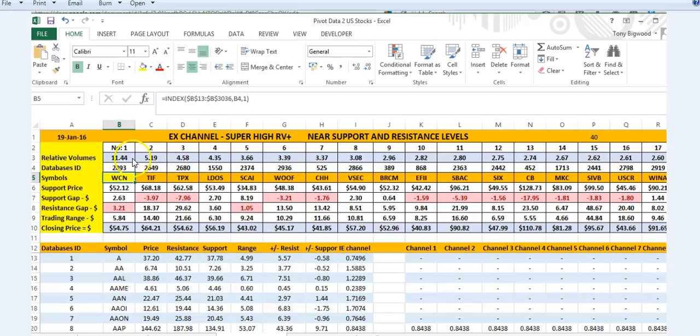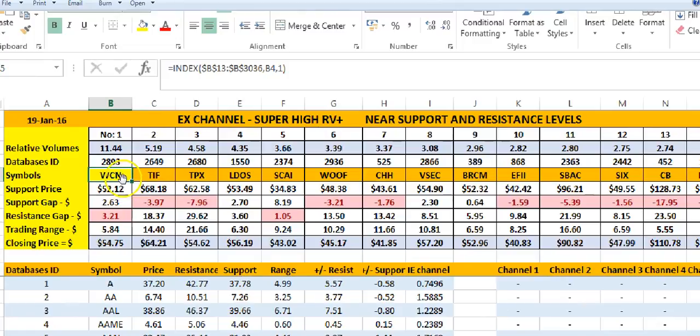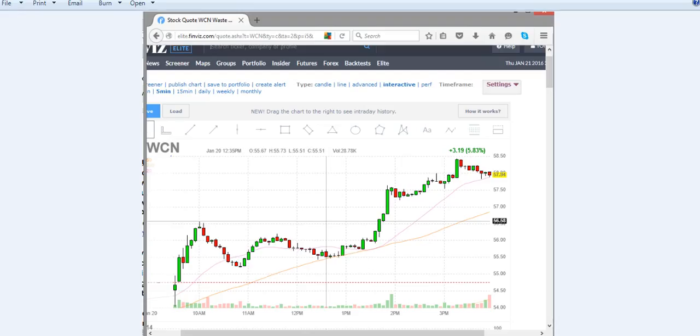So here's another example of the spreadsheets that we create every day. In this particular case, and I'm going to enlarge this again so you can see this in more detail, this particular stock, WCN, Waste Collection, I really don't know much more about this, had a relative volume at the end of day on the 19th of January, 11 times normal, and it was just below its resistance. Now, something is going on here with the stock to be 11 times normal. And this is what happened to it the next day. You can see that it increased its price by just over $3, 5.83%.